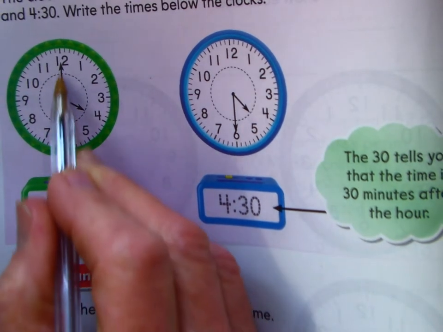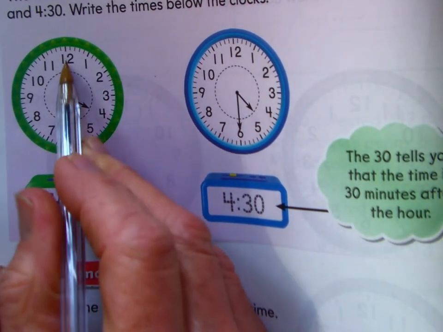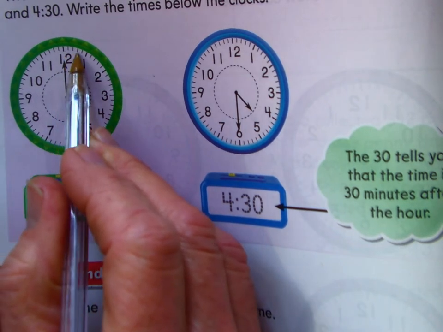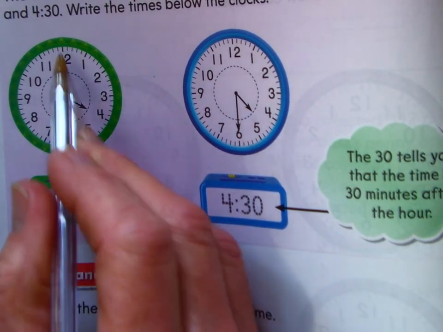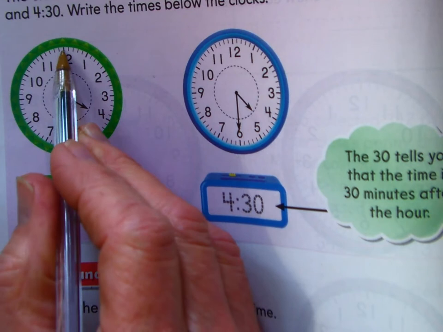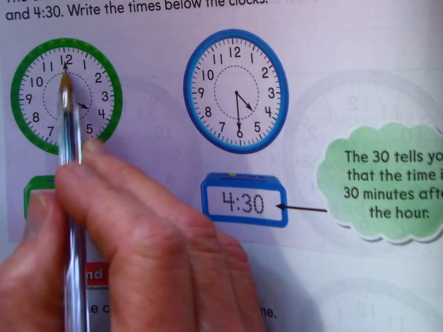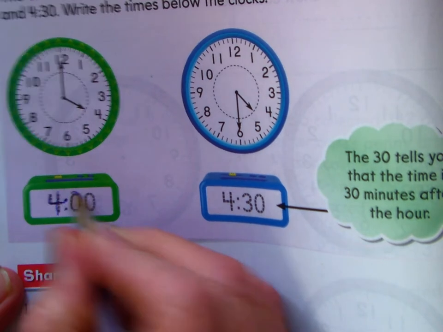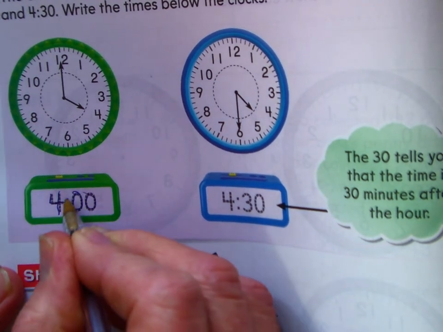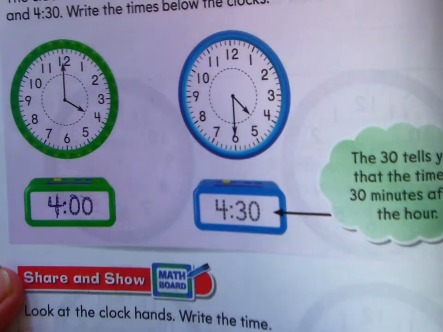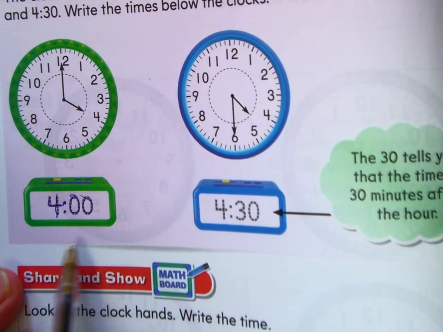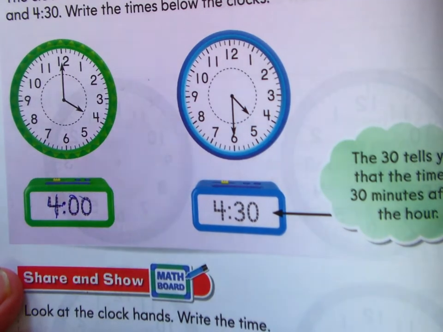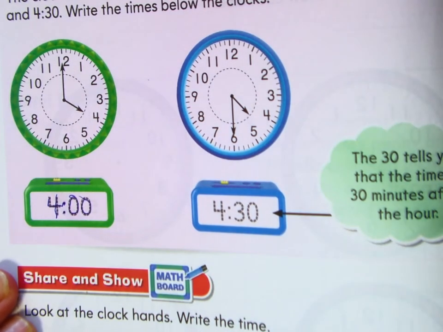The big hand is straight up. Now, the big hand is the minutes. It goes with these little lines, not with the numbers really. Now, at the top is where we start. So this one's pointing to where we start, which we say 0, 0. So this clock says 4:00, which we say 4 o'clock. Cuatro en punto en español, cuatro en punto, 4 o'clock.